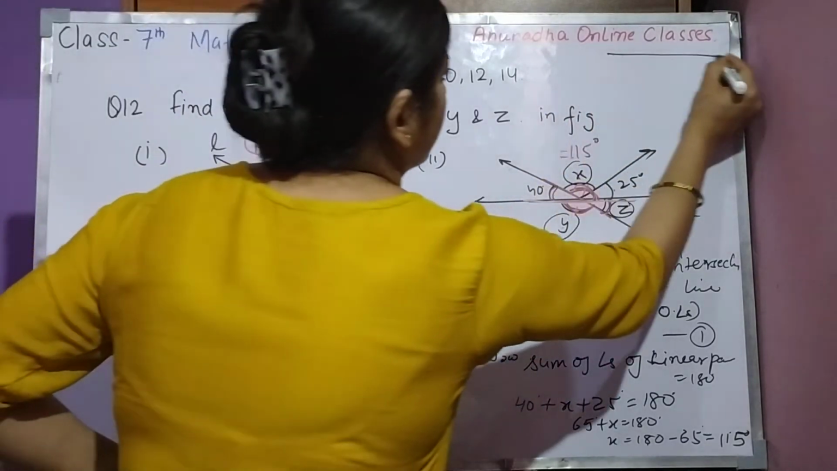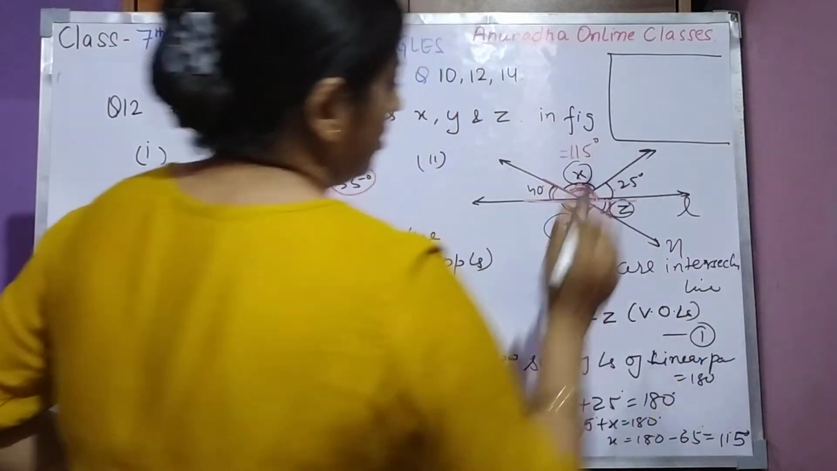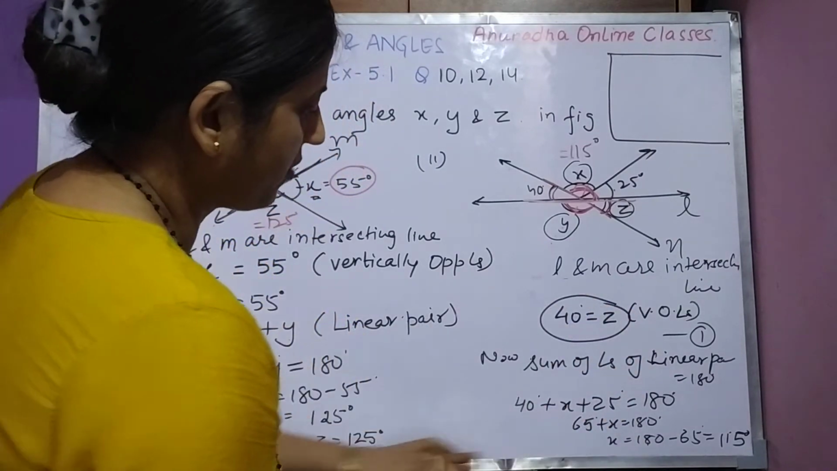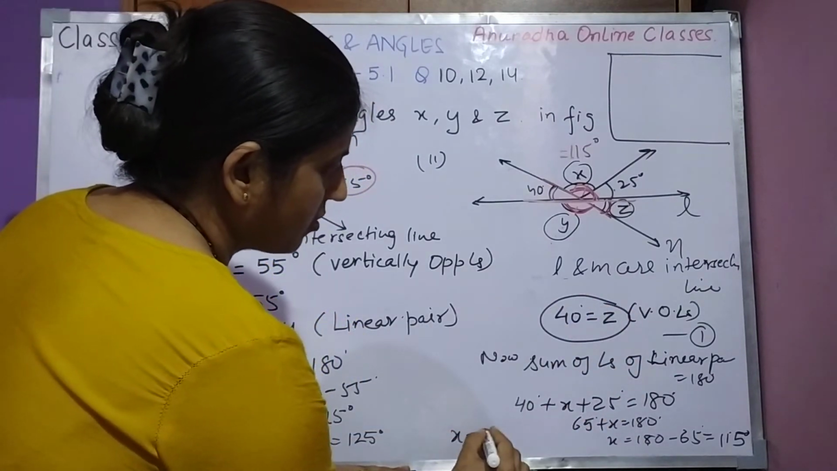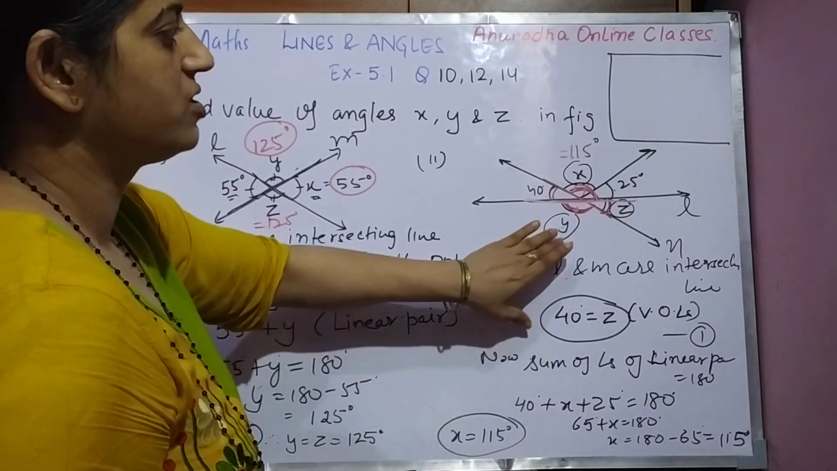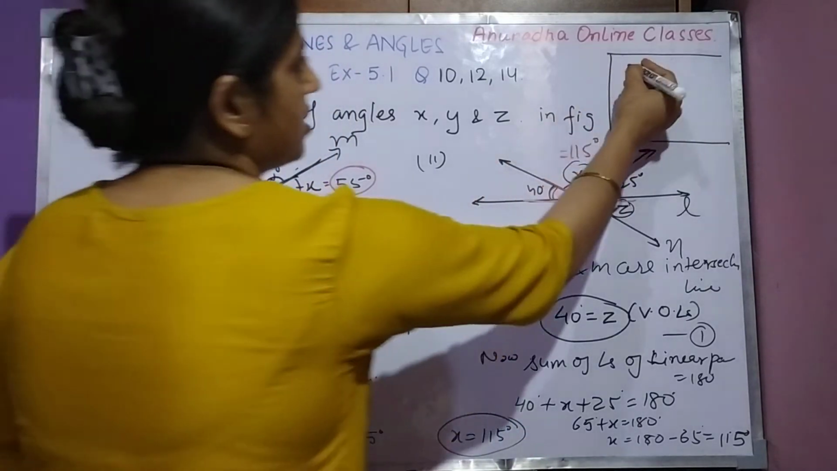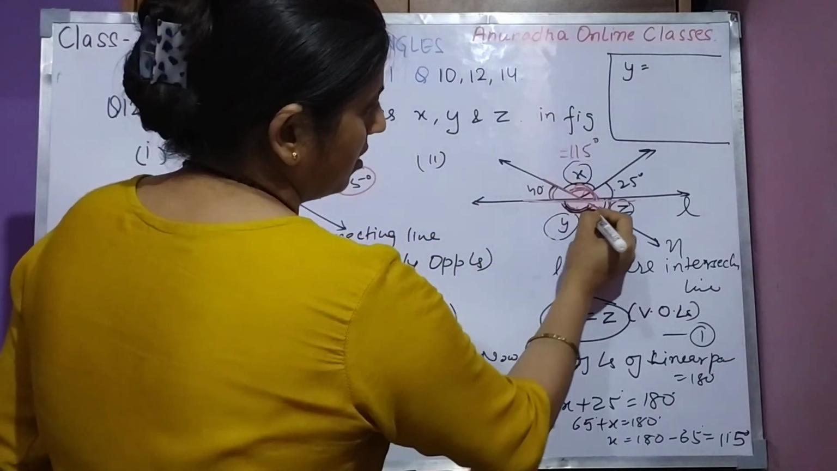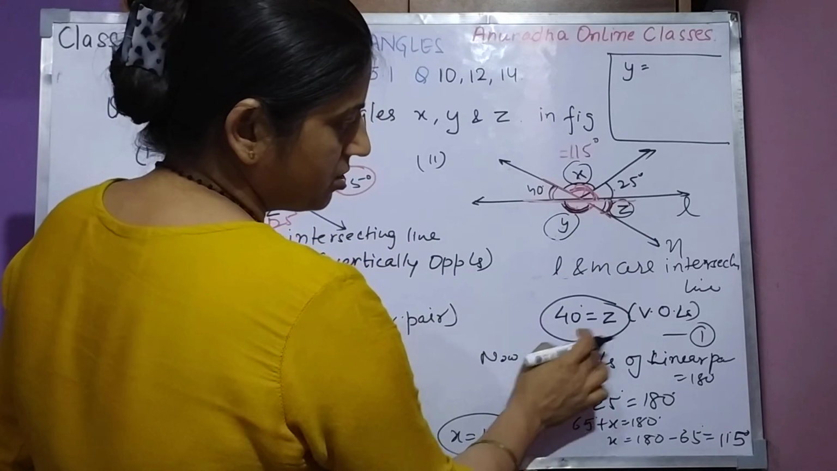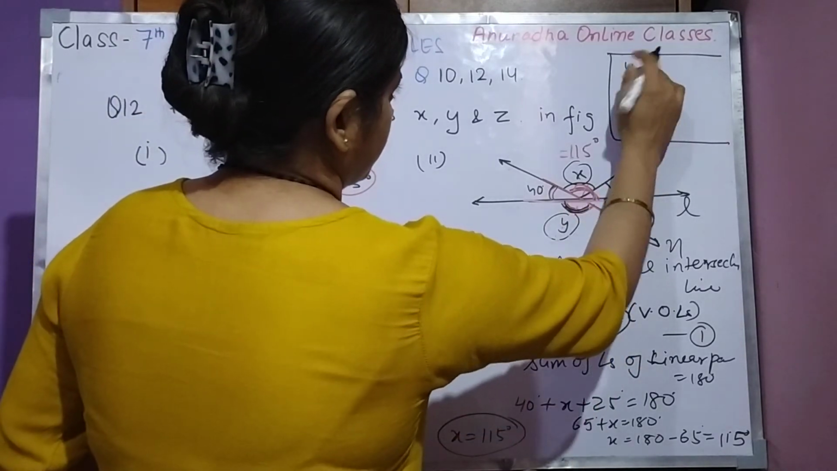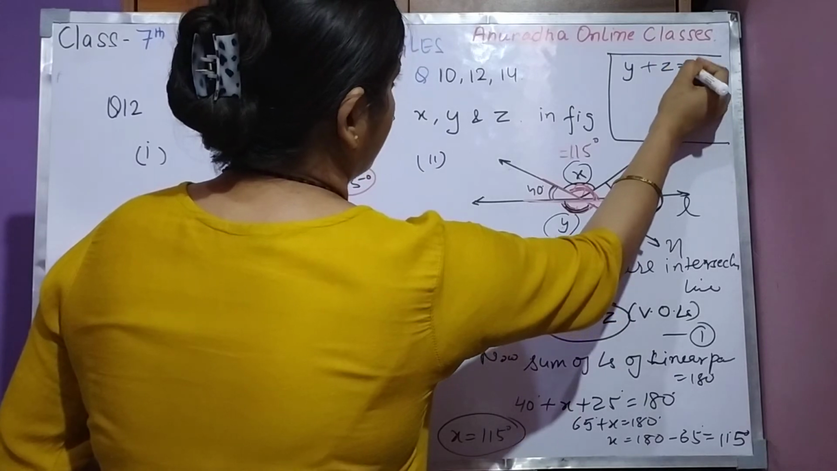Just I am doing it here. Okay. So the value of z we got. Value of x is equal to 115 degree. This also we get. What is y now? Y is equal to, see, y, this one, and z you got. z is 40 degree. So y plus z is equal to 180 degree.